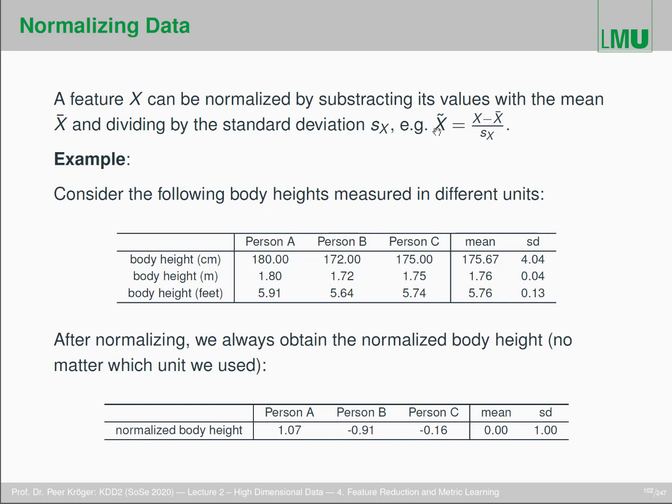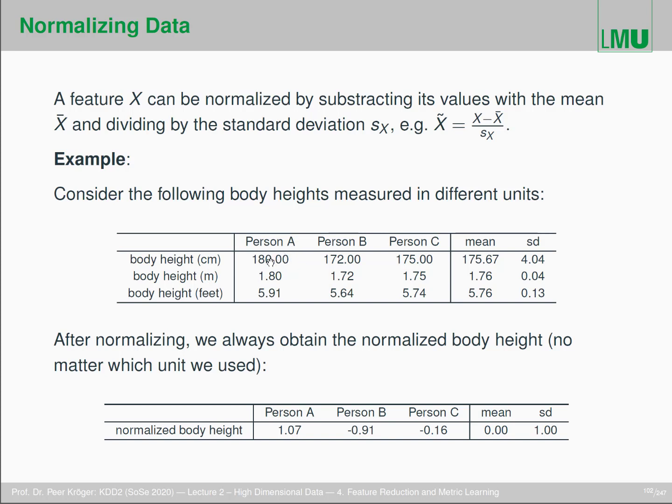That gives you the normalized feature value for a given point of a given feature. So here's the example why that is good. Consider the following body heights measured in different units: centimeters, meters, and feet.